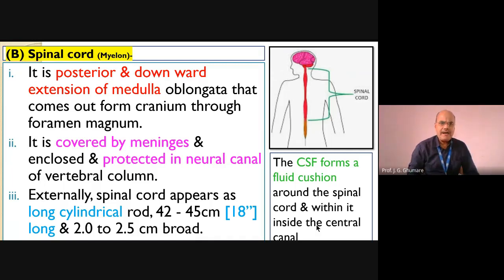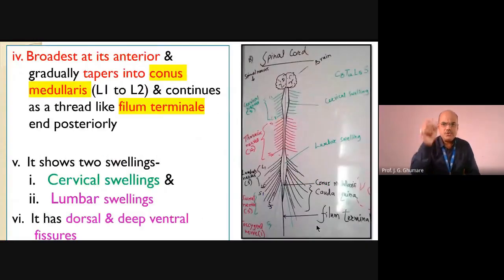The one which is broad at its anterior side gradually tapers. See the sketch diagram that I'm showing. It continues up to lumbar vertebra number 1 and 2. The triangular portion produced here is called conus medullaris, and its continuation up to the last part is called filum terminale.